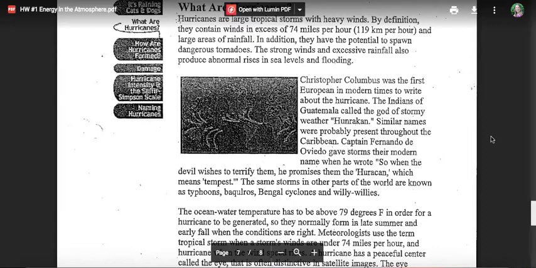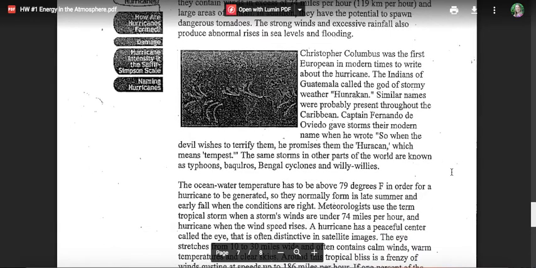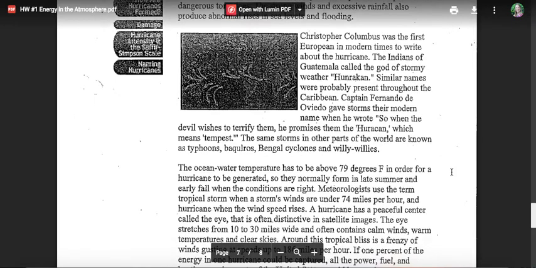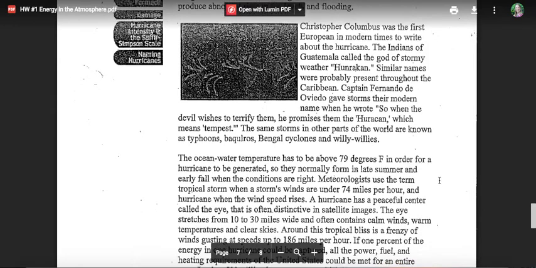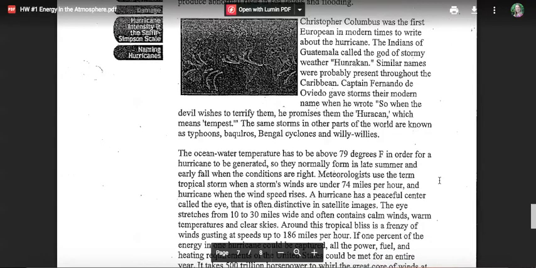Christopher Columbus was the first European in modern times to write about the hurricane. The Indians of Guatemala called the god of stormy weather Hunrakan. Similar names were probably present throughout the Caribbean. Captain Fernando de Oviedo gave storms their modern name when he wrote, "So when the devil wishes to terrify them, he promises them the huracan," which means tempest. Tempest is like an Old English word for storm.